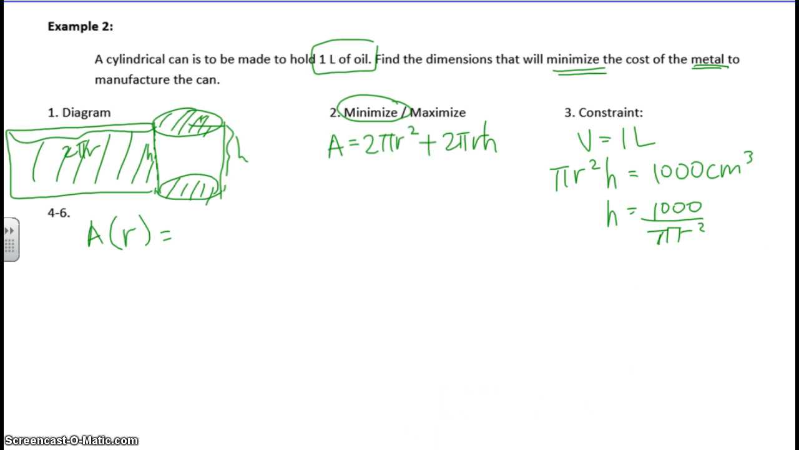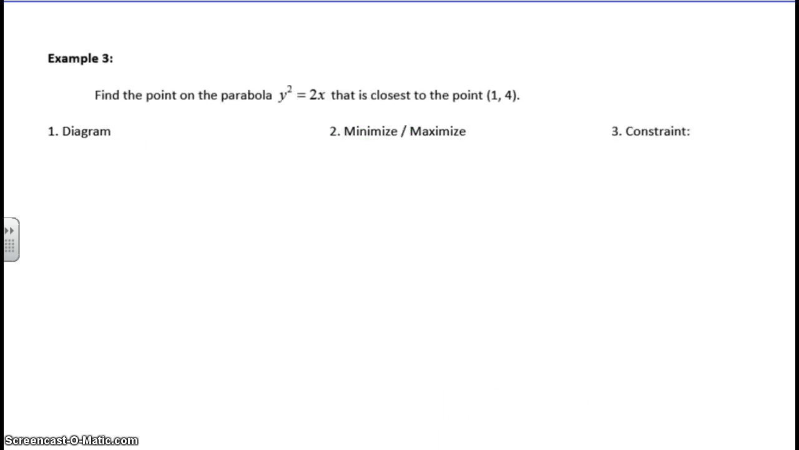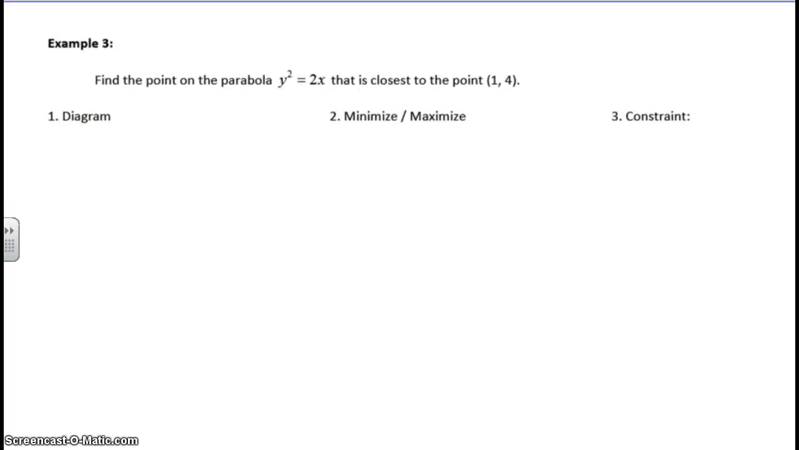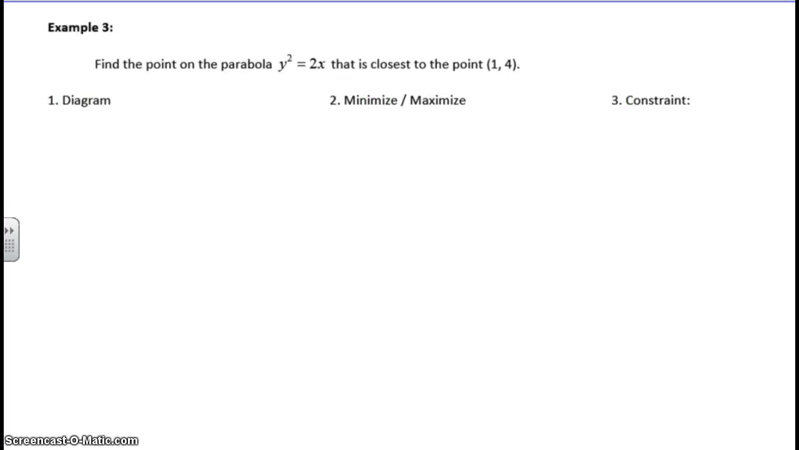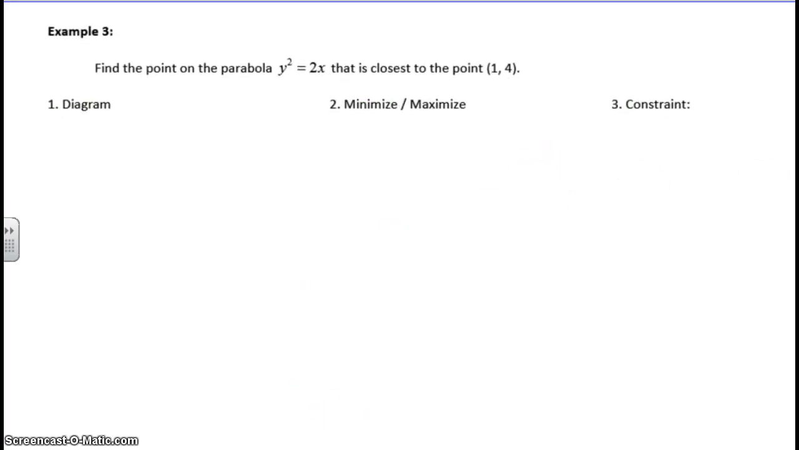Moving on, I do want to move on to example 3 in the last few minutes that we have. Example 3 is a little bit different. It's less situational and more graphical. Okay, so let's take a look. Find the point on the parabola y squared equals 2x that is closest to the point (1, 4). Well, let's see here. If we have y squared equals 2x, what kind of situation do we have? We have a horizontal parabola, it looks like.